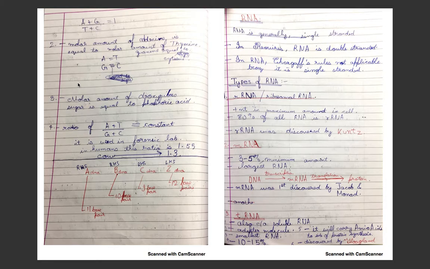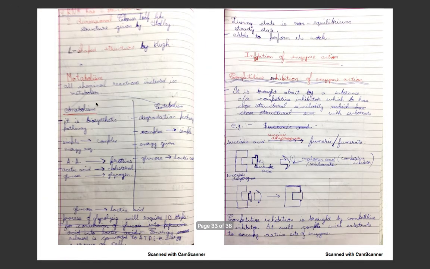tRNA, also known as soluble RNA, adapter molecule. Smallest RNA, 10 to 15%, it will carry the amino acid to the site of protein synthesis, discovered by Hoagland. tRNA has two structures. Two-dimensional is the clover leaf-like structure given by Holley, and the L-shaped structure given by Clark.